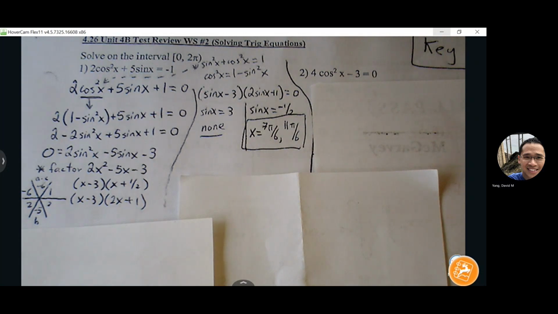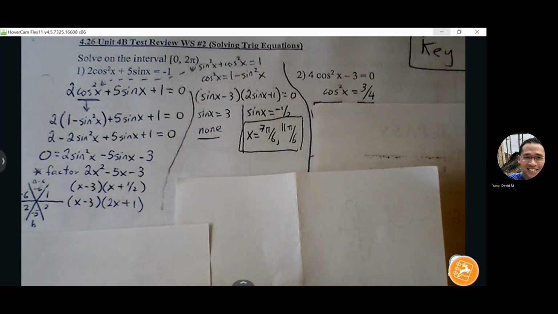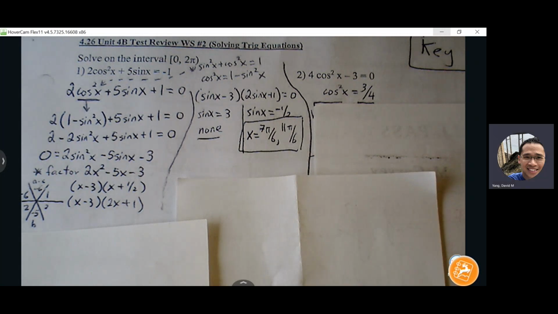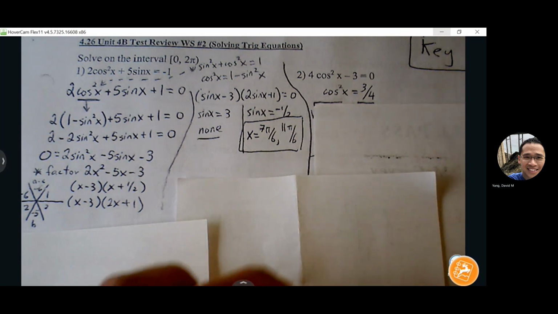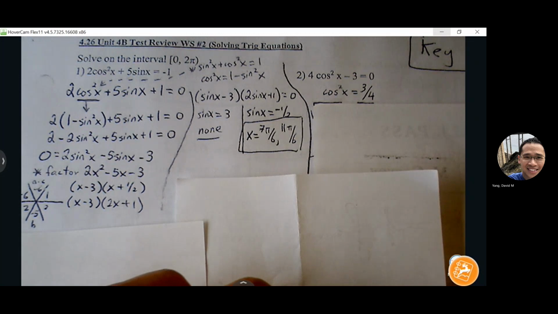Okay, number 2. Just get that cosine squared by itself, right? And then take the square root. Square root, we get √3 over √4. That's the same thing as what? Yeah, √3 over 2. How many solutions are we expecting?